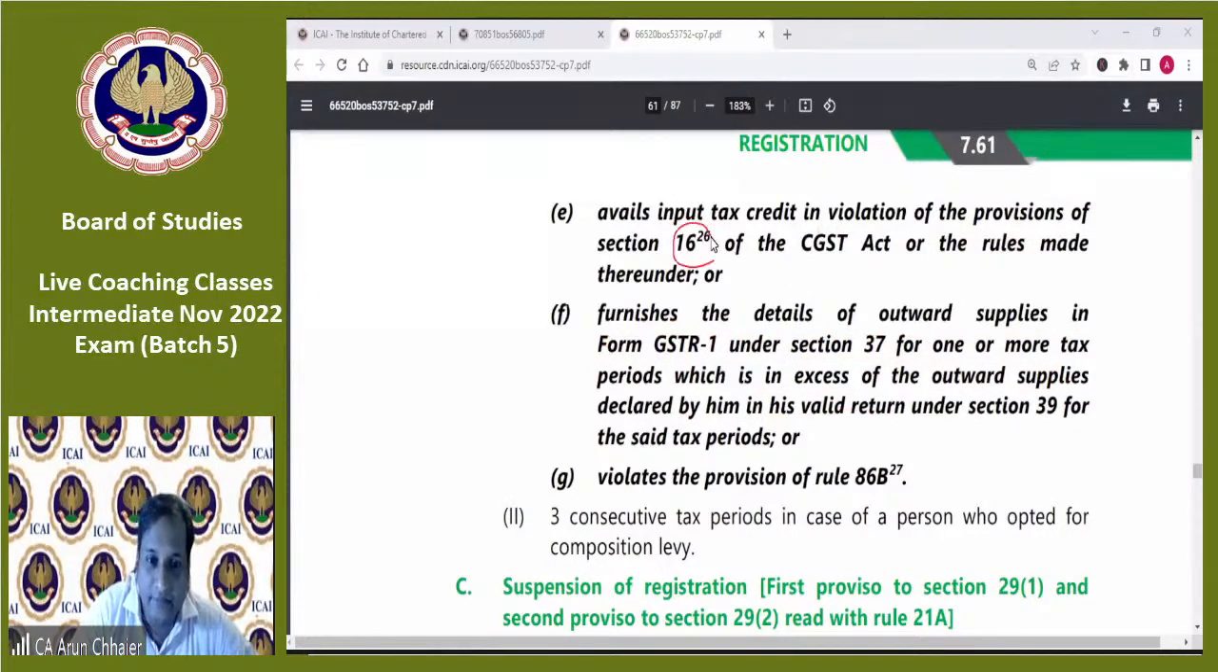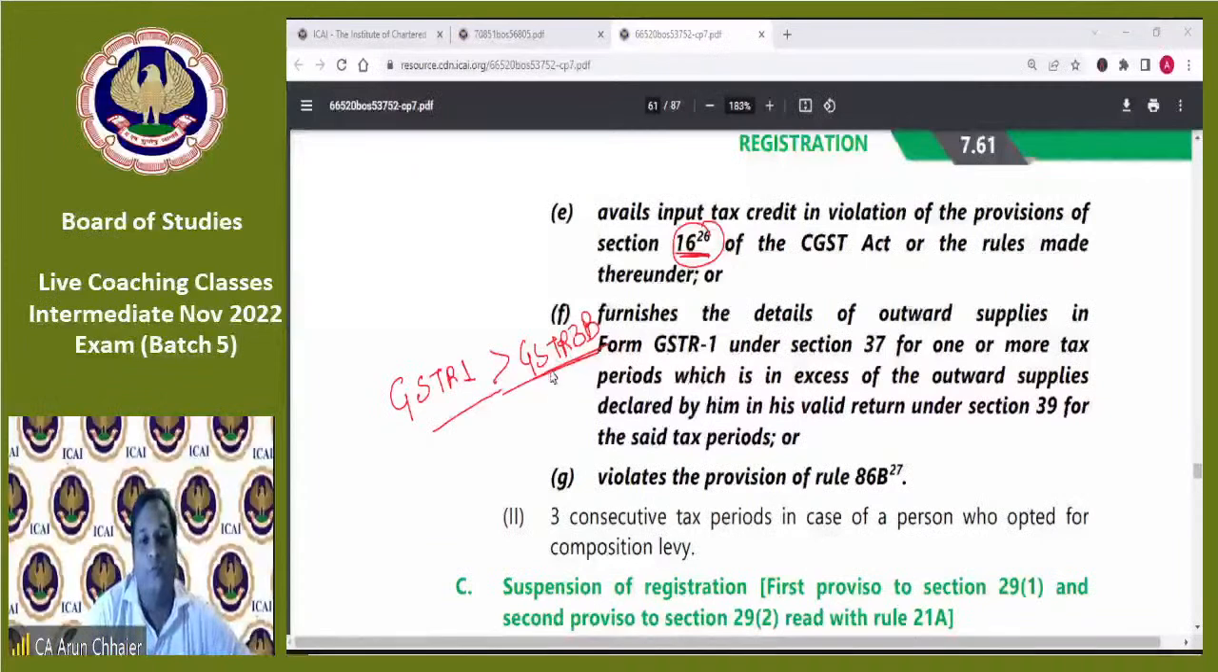So they are fine. So they are saying if ITC has been availed violating the provision of Section 16, which we have discussed in the ITC chapter, what are the conditions or the rules made thereunder? And they are saying if the tax liability declared in the GSTR-1 is more than the tax liability reported in the GSTR-3B. Why are they saying so? See, it is Section 39 or Section 37? This is Section 39, this is Section 37. Why are they saying so?